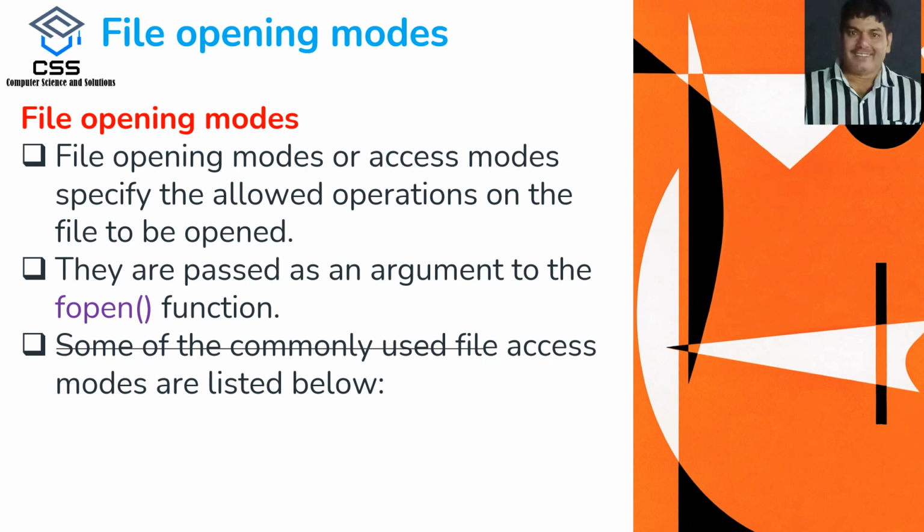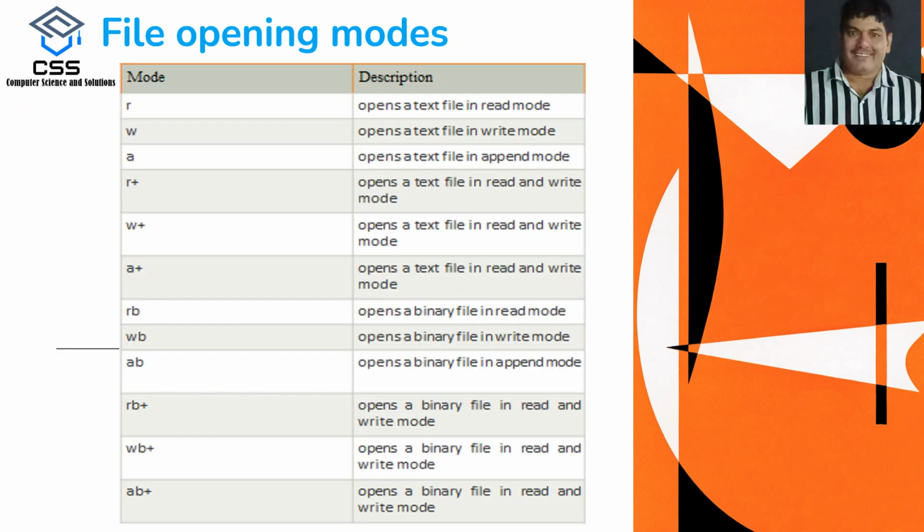And what are the different file opening modes? As we have previously discussed, there are 3 modes of opening a file. One is read mode, one is write mode, one is append mode. In addition to this, there are some other options through which the files can be opened. The table is given here.